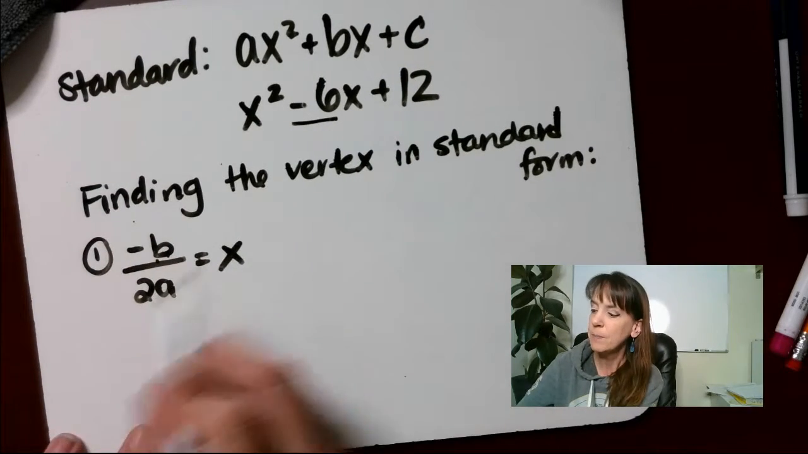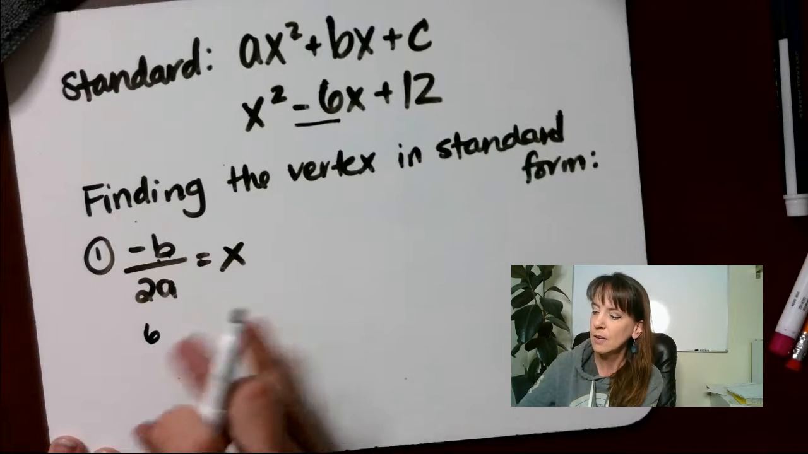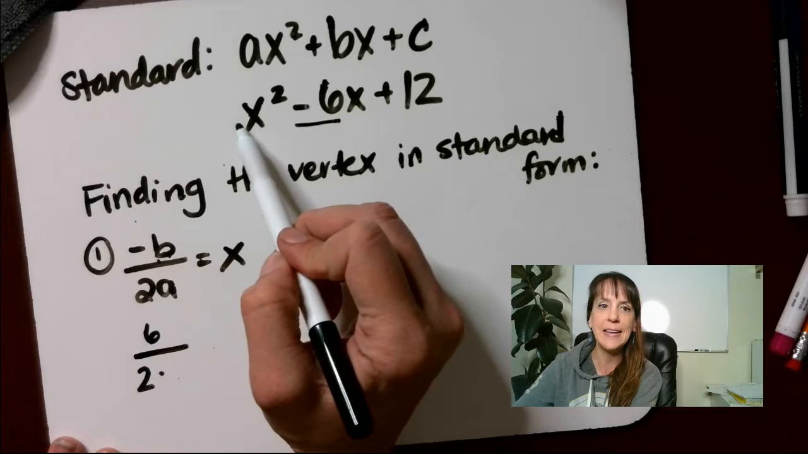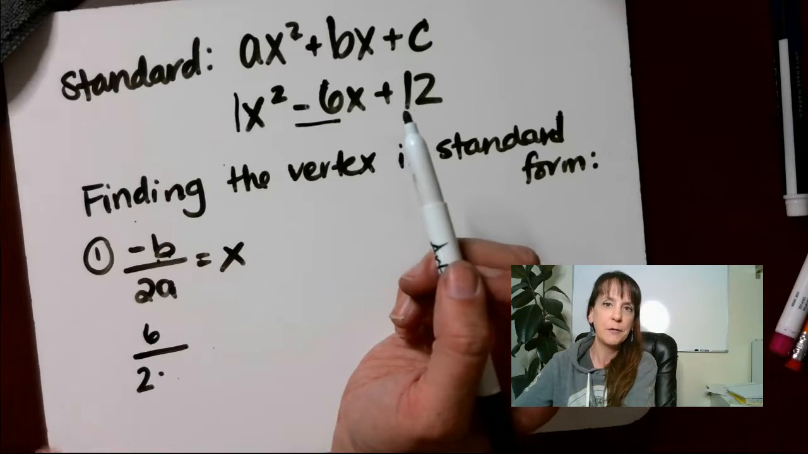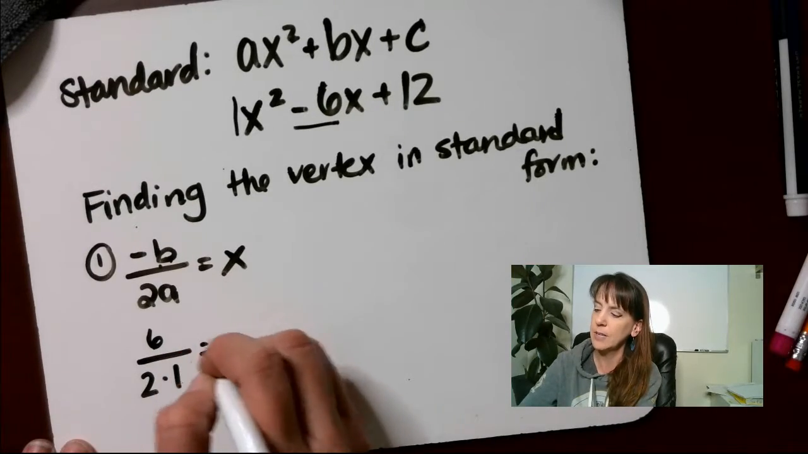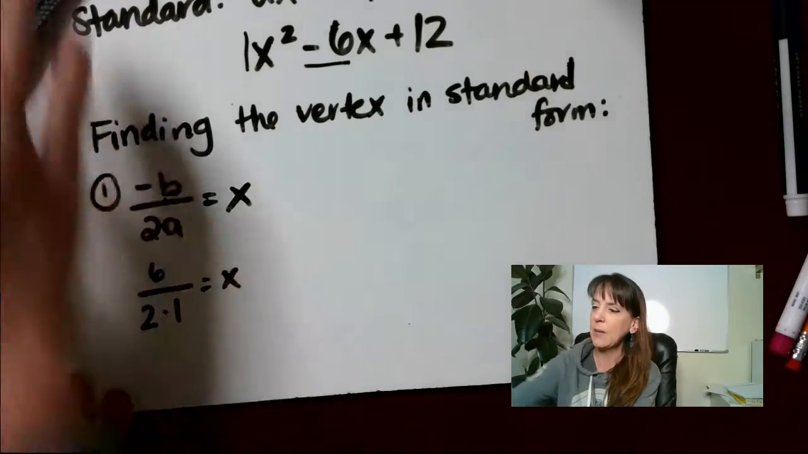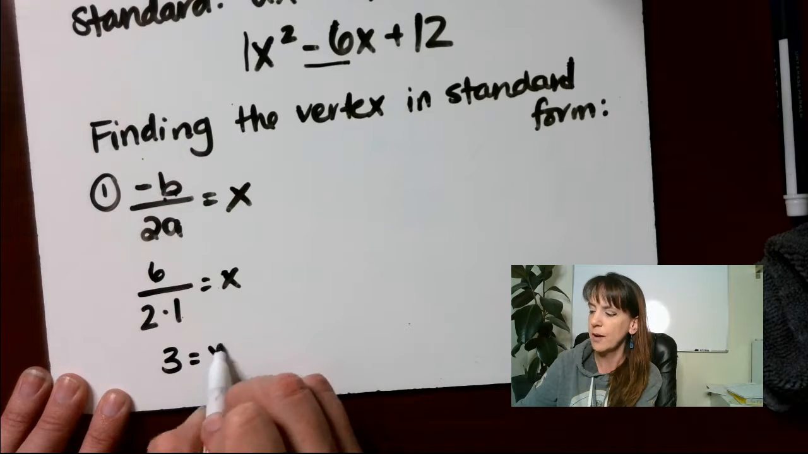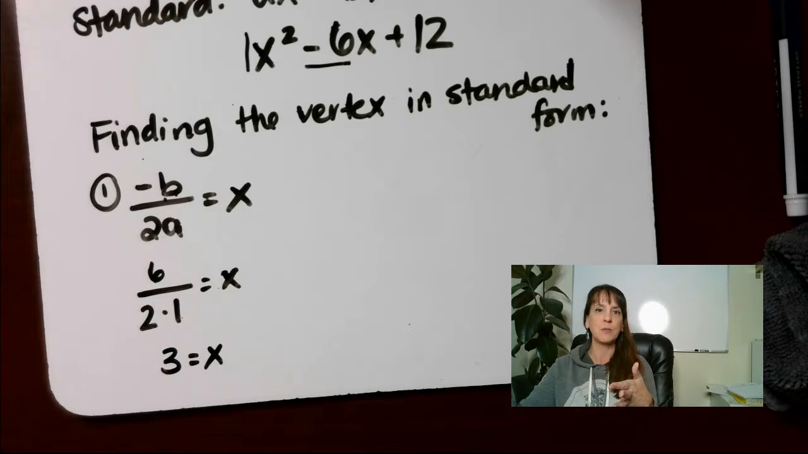So we're gonna do +6 over 2 times, and then our a here is a 1, right? If there's no coefficient in front of a variable, it's 1. So 2 times 1 equals x. When we simplify that, we get 6 over 2, which equals 3. So x equals 3. So that's our very first step, is that we do this.